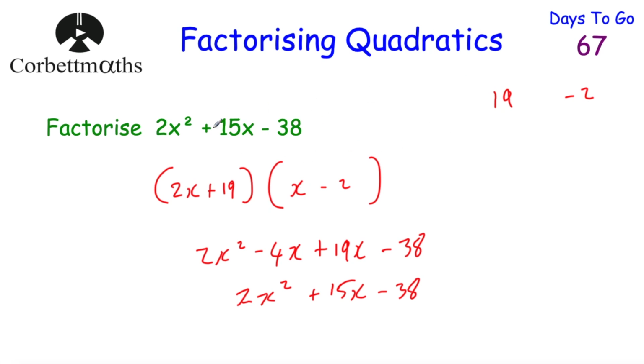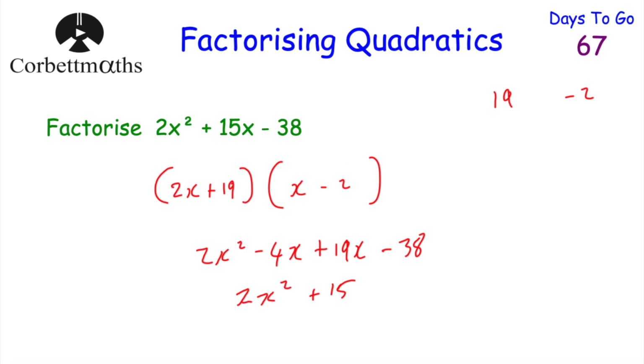Now, because I wanted 15x, I thought the 19 was quite useful, and I thought if I'd done 19 multiplied by x, that'd be 19x in the middle. And then it just happens to be that whenever you multiply the 2x by the minus 2, you get minus 4, so that brings you back down to the 15x that we wanted. And that's it. So if you're asked to factorize 2x squared plus 15x minus 38, the answer would be 2x plus 19, x minus 2.